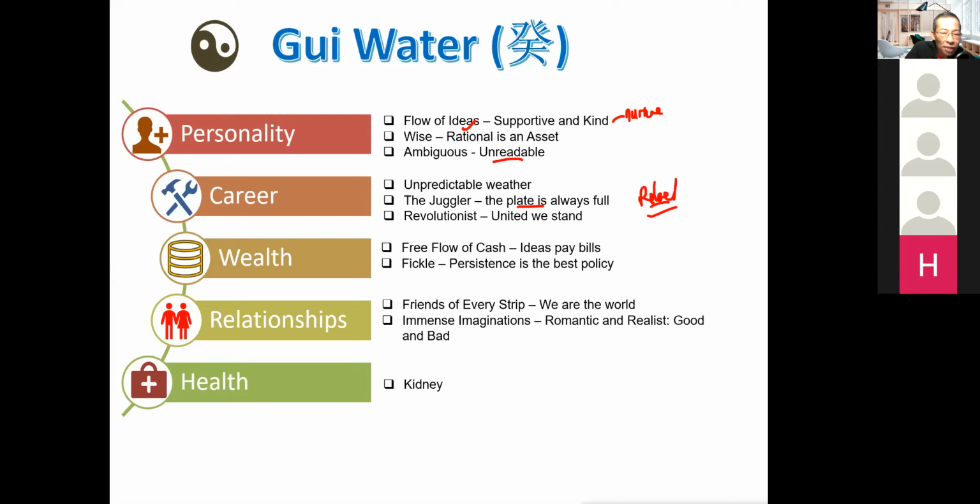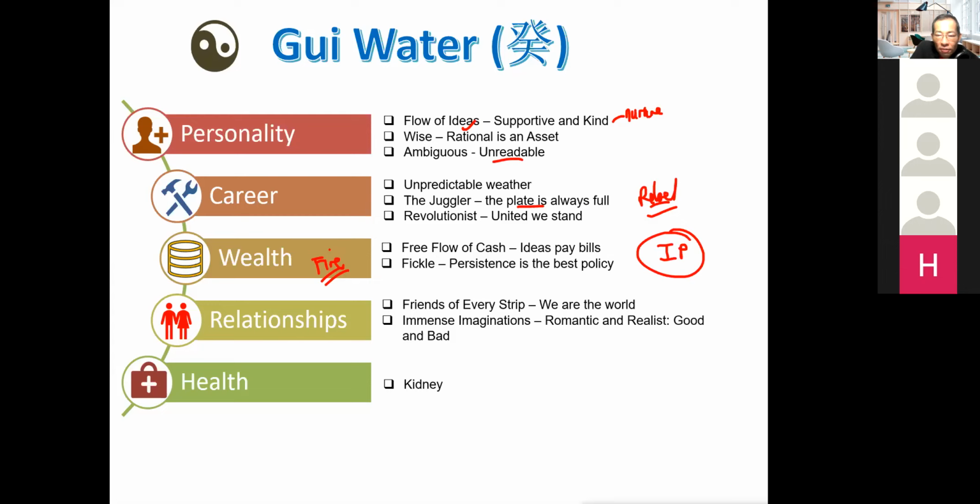And just like the Ren brother, wealth is fire. Wealth is fire. And so fire, of course, is infinite. Therefore, the ability of Gui water is generating wealth. Now, the main advantage of Gui water's assets is intellectual property.